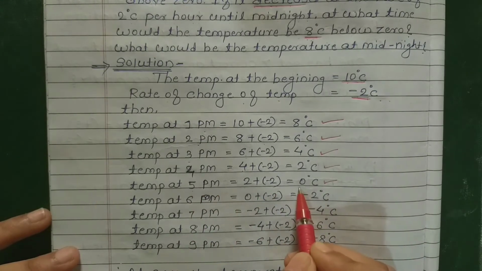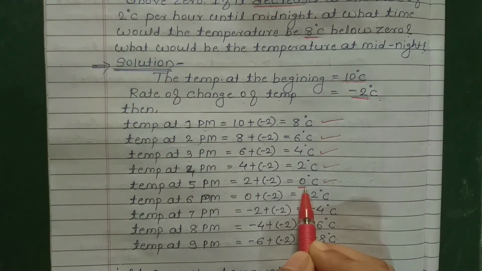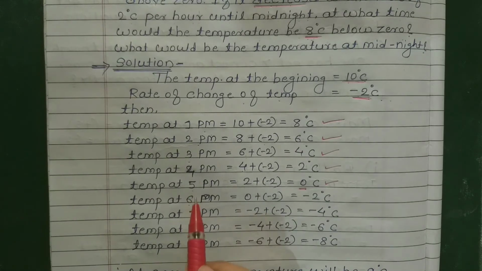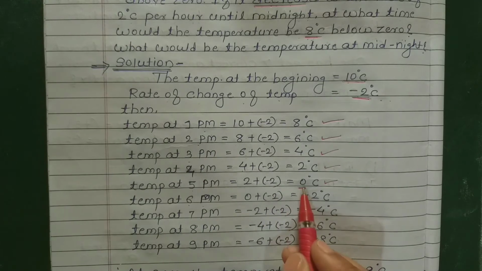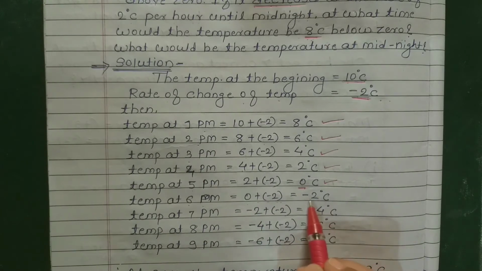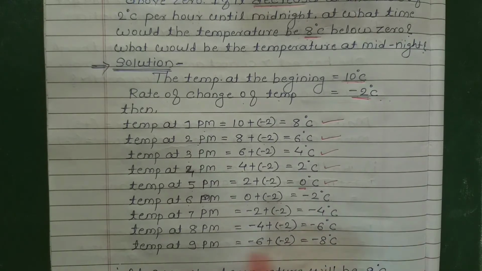The temperature is 0 degrees Celsius. We decrease the temperature by 2 degrees Celsius after 1 hour. Okay, so after 6 p.m., that means the temperature at 6 p.m. will be 0 plus negative 2. That means negative 2 degrees Celsius.